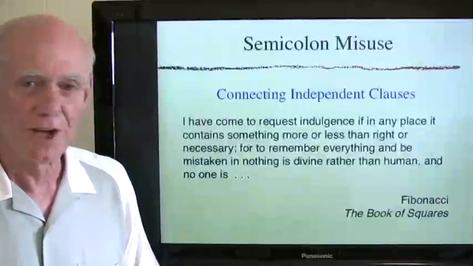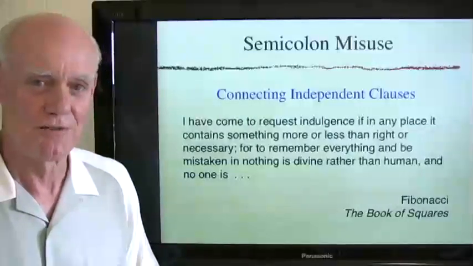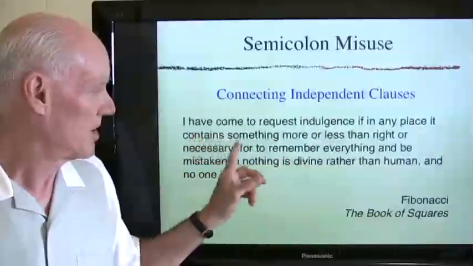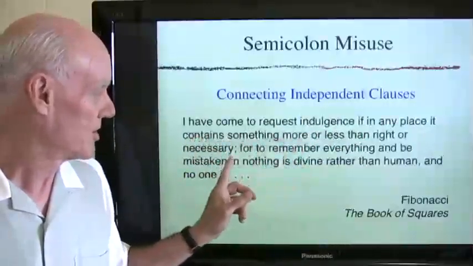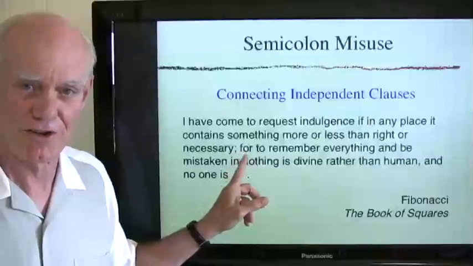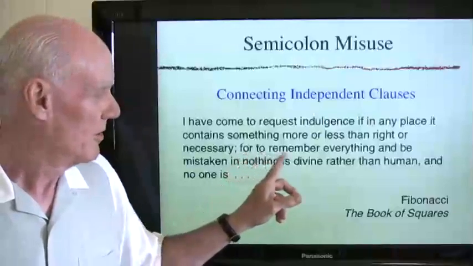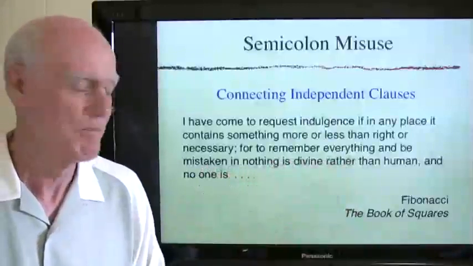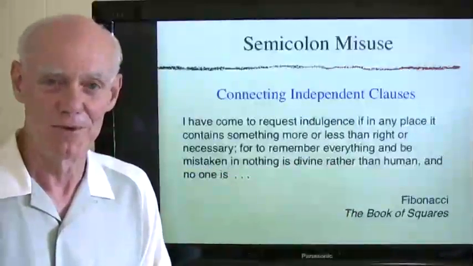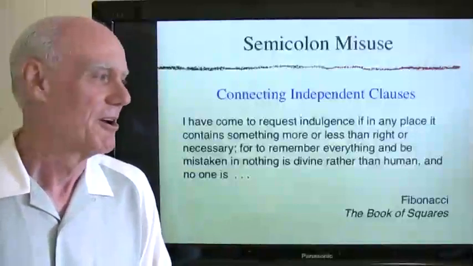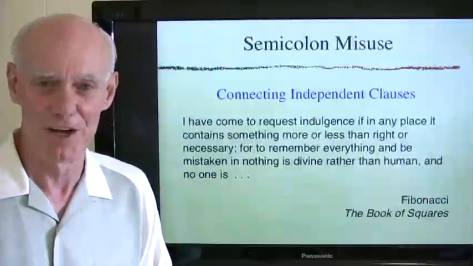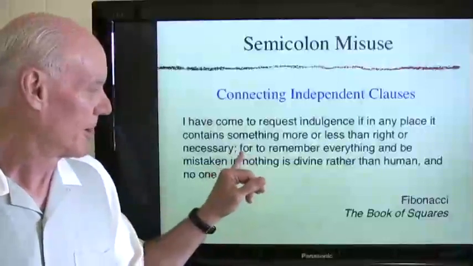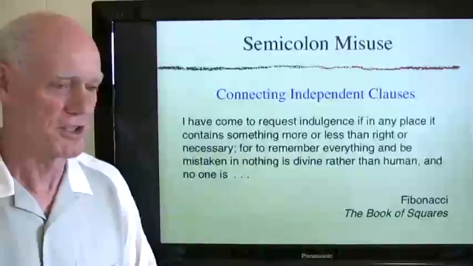Okay, here's one from Fibonacci's Book of Squares, a misuse of the semicolon. "I have come to request indulgence if in any place it contains something more or less than right or necessary; for, to remember everything and be mistaken in nothing is divine rather than human," and so on. Fibonacci here is talking about why he wrote the book and asking that people be a little forgiving if they happen to find a mistake in the book somewhere. But in any case, it's a misuse of the semicolon because of the word "for" right after the semicolon.